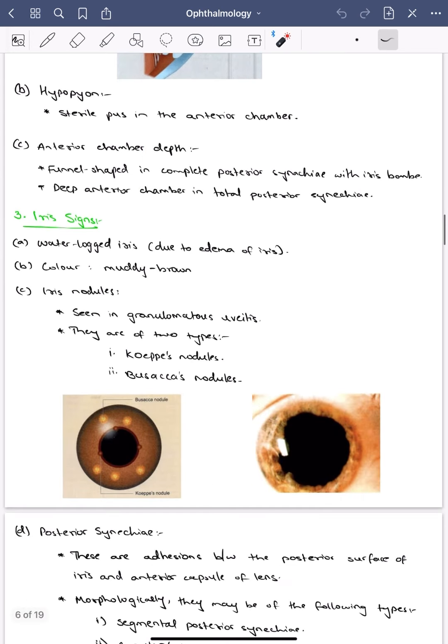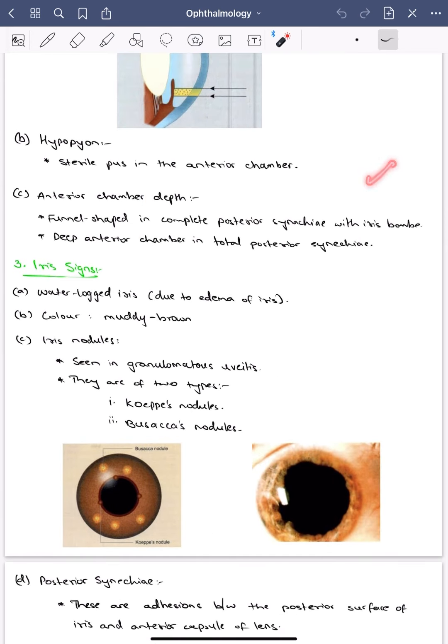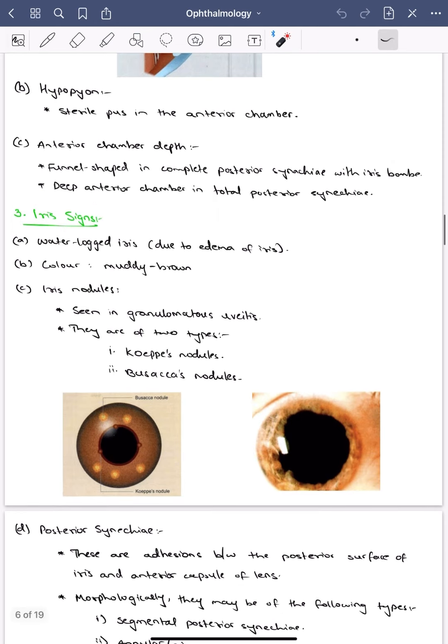Now we finished with the corneal signs and the anterior chamber signs, and now coming to the iris signs. Because of the edema, the iris becomes waterlogged. The color is muddy brown, and the third iris sign is the presence of iris nodules.